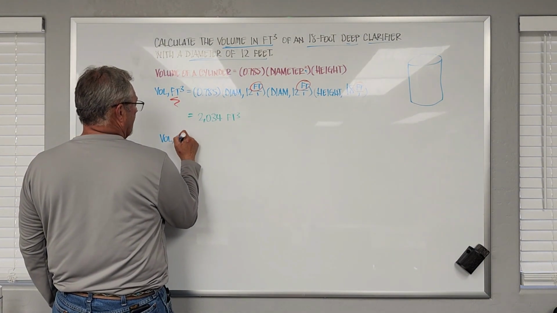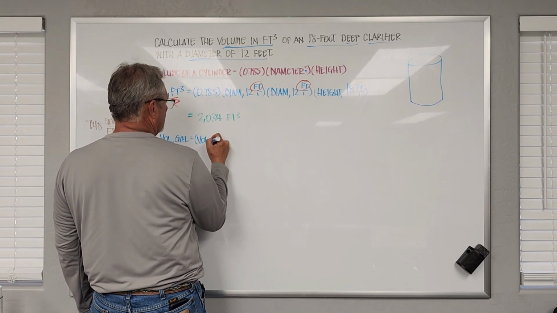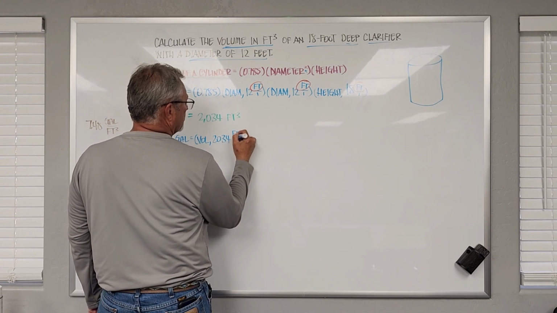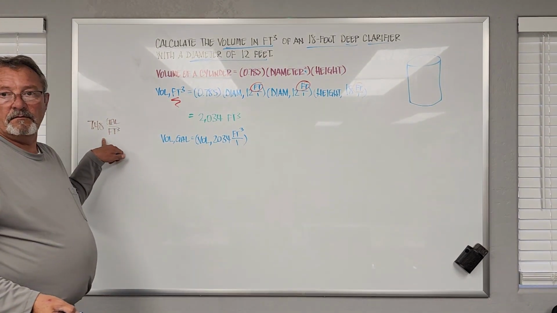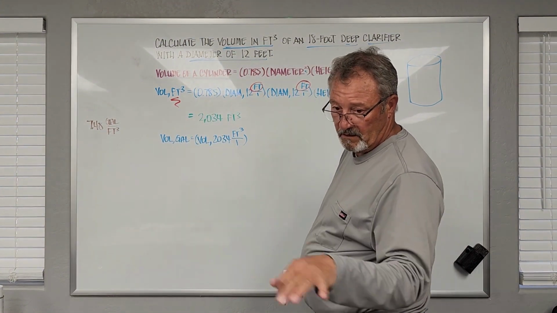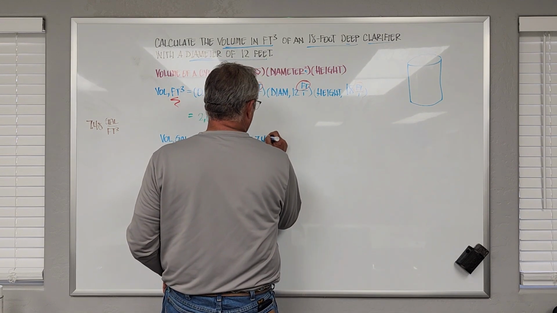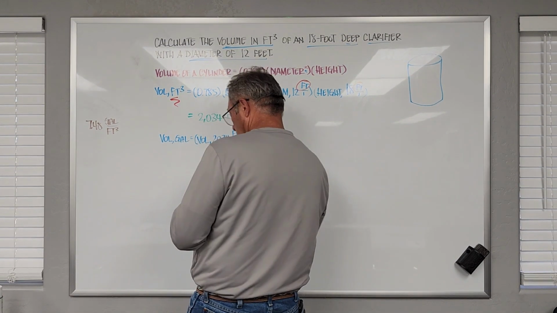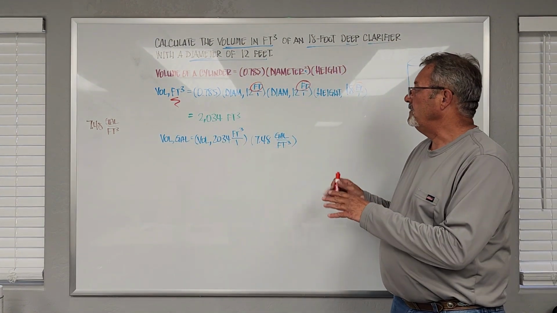Volume in gallons equals volume, which is 2,034 cubic feet over 1, and I'll multiply it by my constant, 7.48 gallons per cubic foot. I've written it here, but it's a constant that's going to be in your ABC math formula sheet too. So 7.48 gallons per cubic foot.